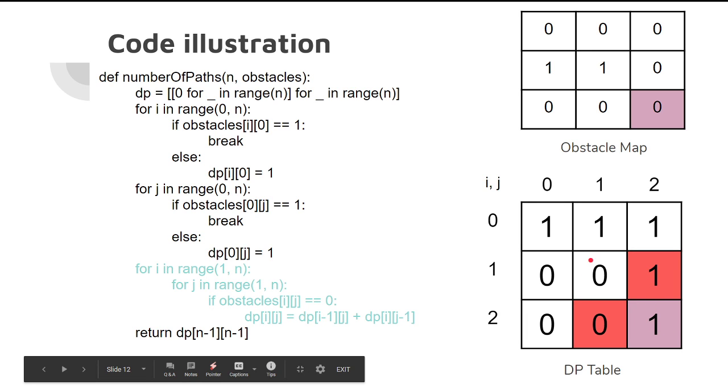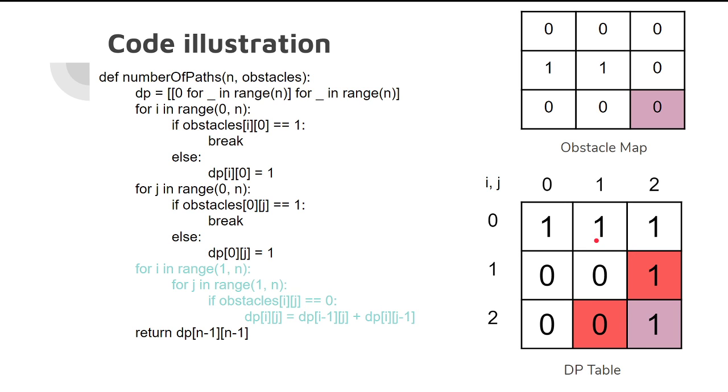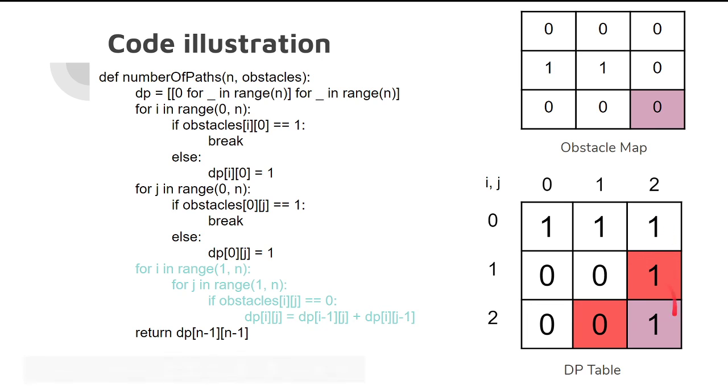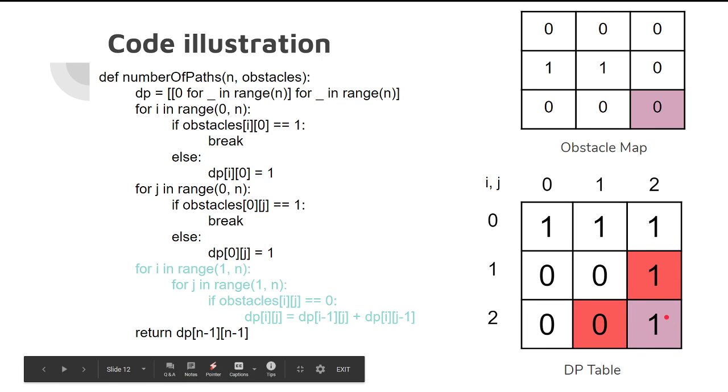The output: this function will return 1, because there's one unique way to get from here to here, and that would be from going here, here, here, here, here. And so it will return 1.